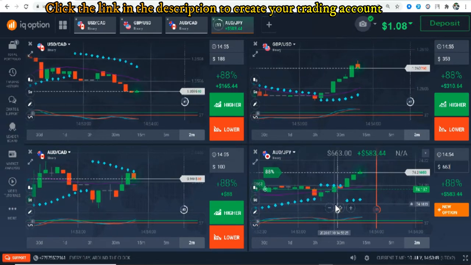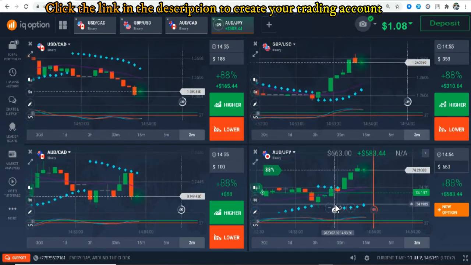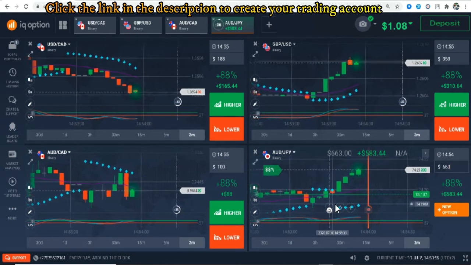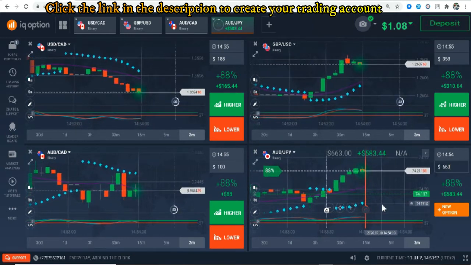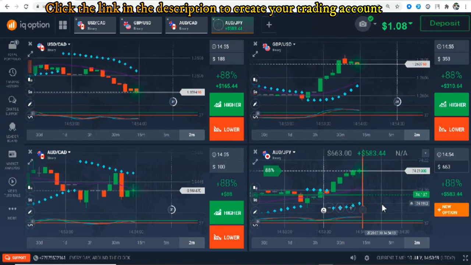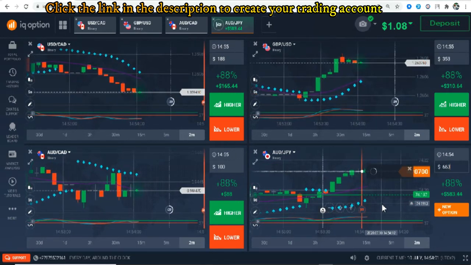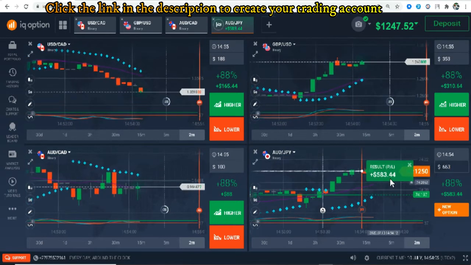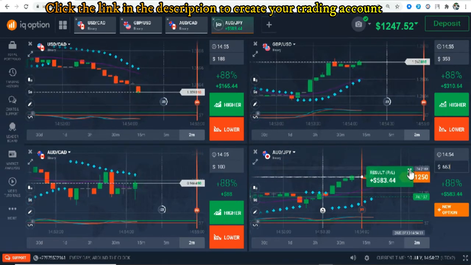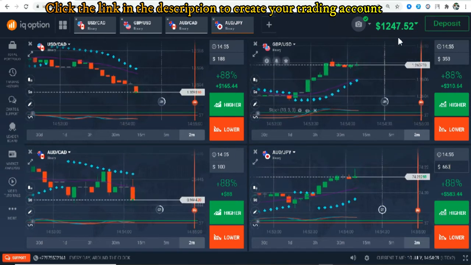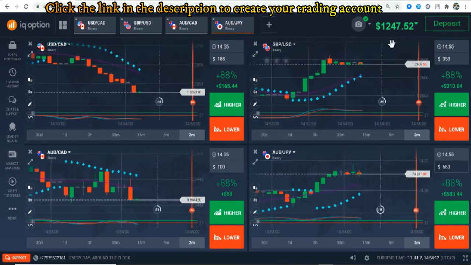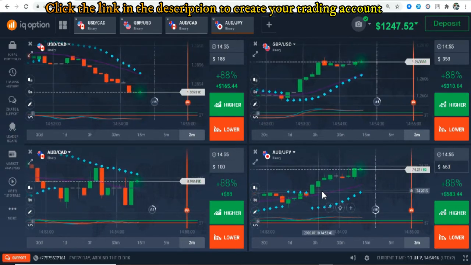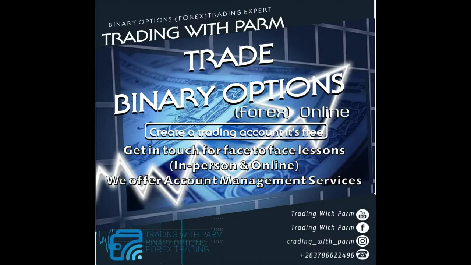Wow. And we've won the trade, as you can see, 583 profits. And check the balance now. Wow. So yeah, it's easy to make $1,000 from $100 in just a few minutes, but practice will make you perfect.